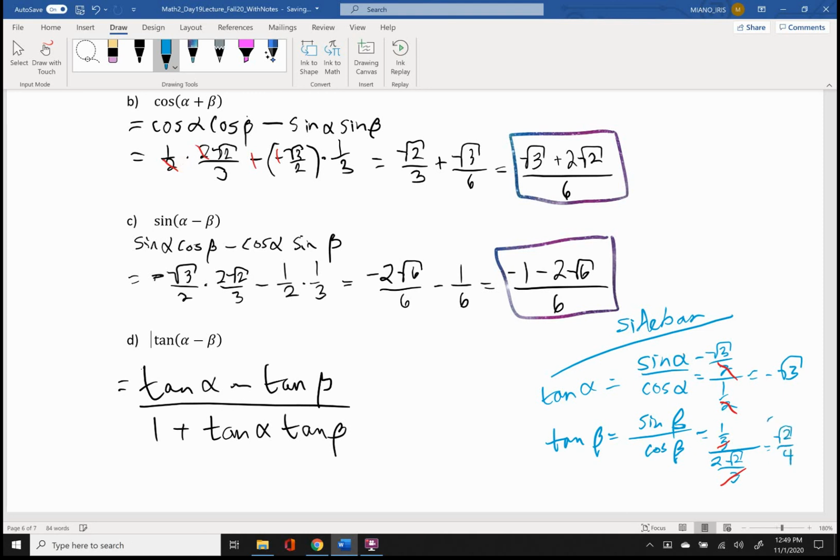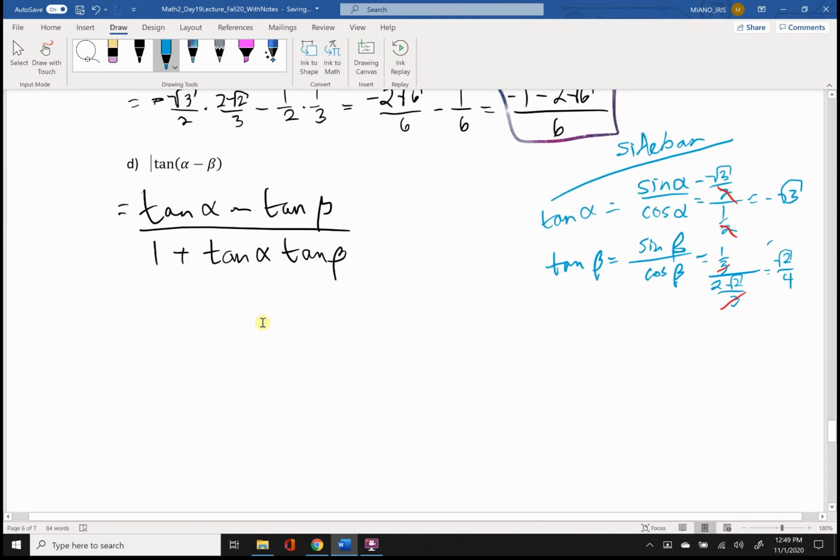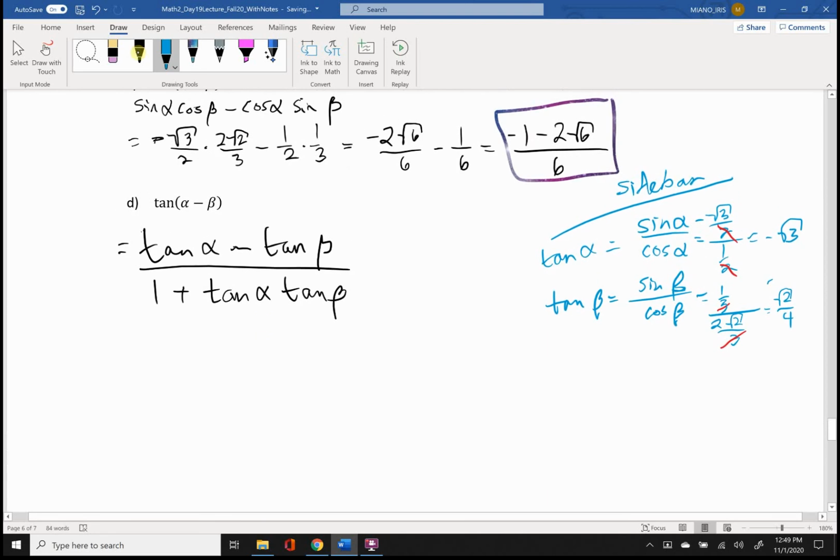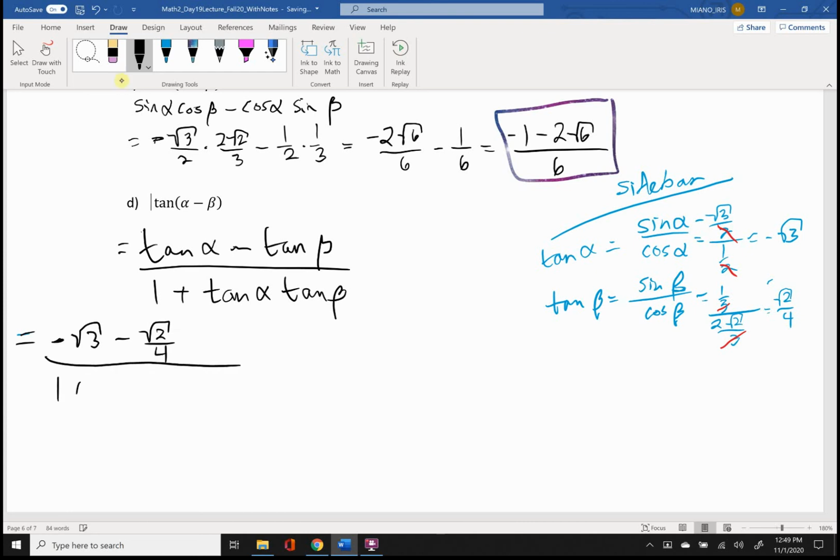Okay, so we have our sine alpha and sine beta. Let's go ahead and plug those things in to our tangent formula here and go to town. All right, so that'll be equal to, nope, I want it black. Tan alpha is negative root 3 minus root 2 over 4. It's supposed to be a negative, and then that's over 1 plus negative root 3 times root 2 over 4.